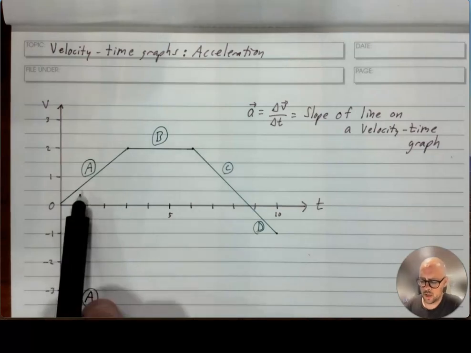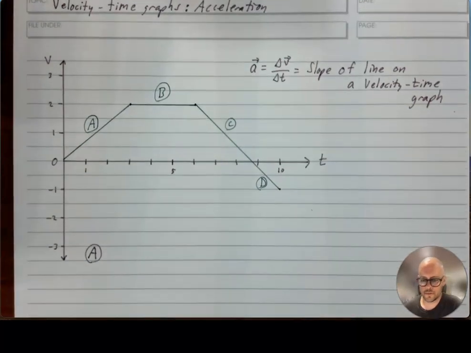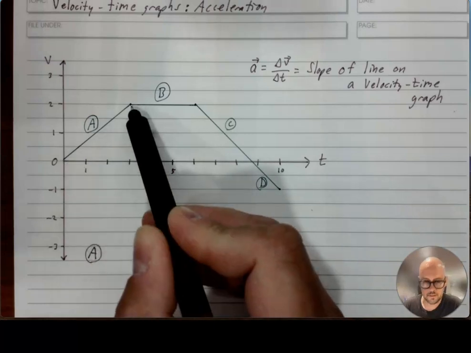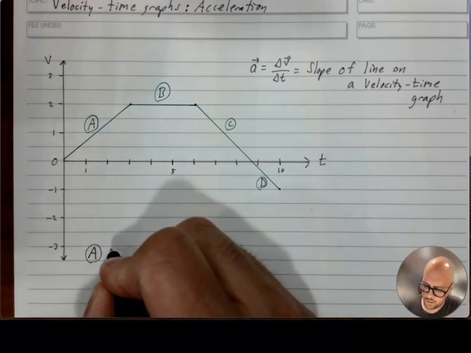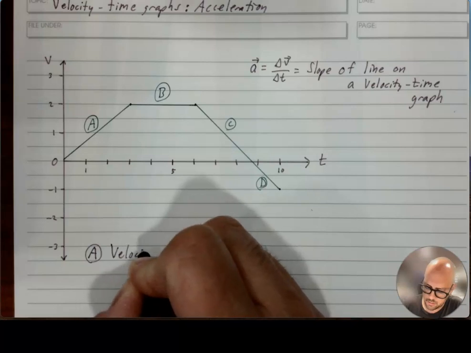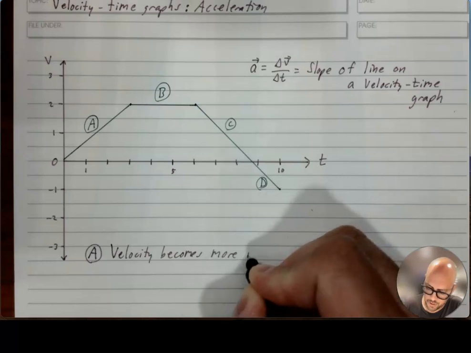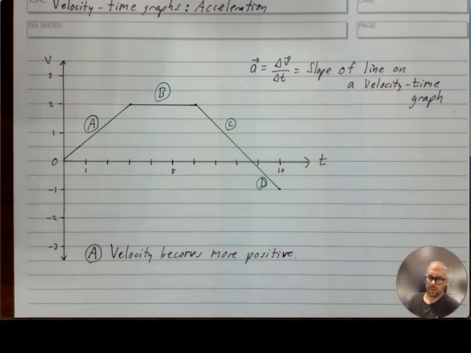What we're going to do is just describe the motion of this object based on its velocity versus time graph. So we'll start with some simple stuff, and then we'll see if anything gets really complicated. So for segment A, the velocity starts at 0, and after 3 seconds, it ends at 2. So we can do this without numbers. We can say the velocity becomes more positive. But we can use our definition of acceleration here to say more.